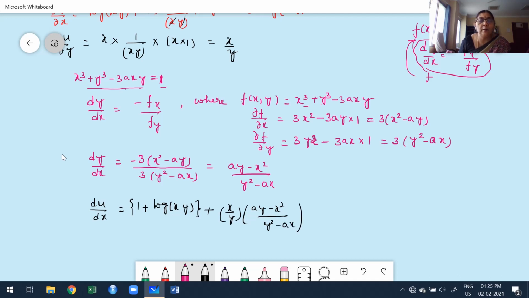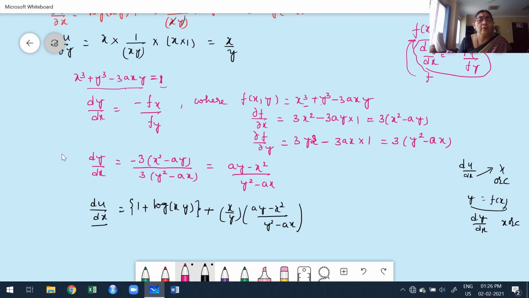Now here keep in mind, use any method. If you want to find du by dx, I require a solution in terms of x or constants. But here we have y involved as well, because y is a function of x. If you want to find dy by dx, we are expecting a solution in terms of x or constants. Like that, use any method to find the derivative of u with respect to x.